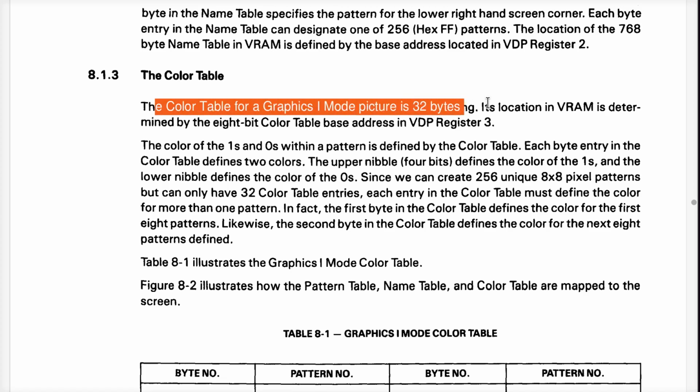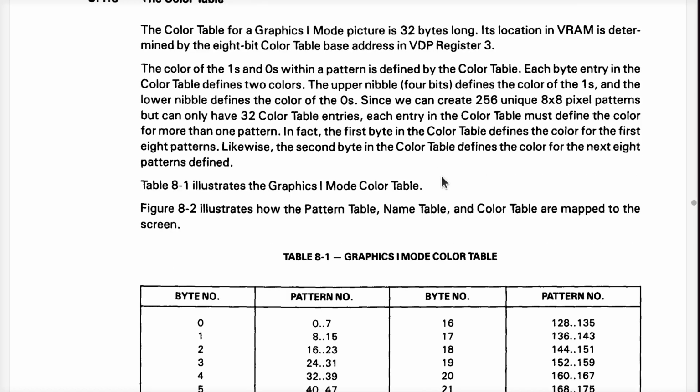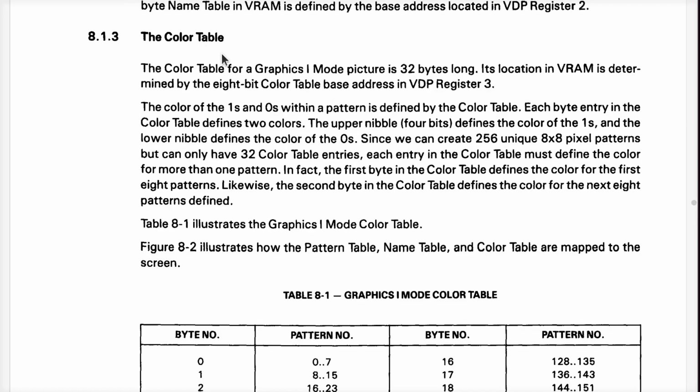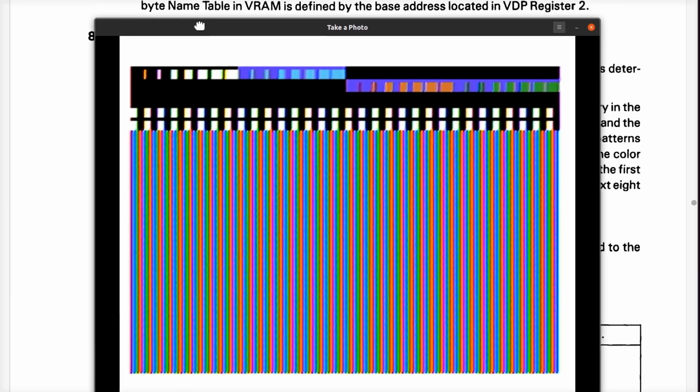The colors work according to, I mean, you got to realize 40 years ago, we had a lot of limitations on our ability. I mean, we were using composite video in the Americas, for crying out loud. That's very limited. Okay, so what does that mean to the color table? As they say, the color table for graphics mode 1 is 32 bytes long. So how do I describe colors for 768 different locations? Well, the answer is you don't.